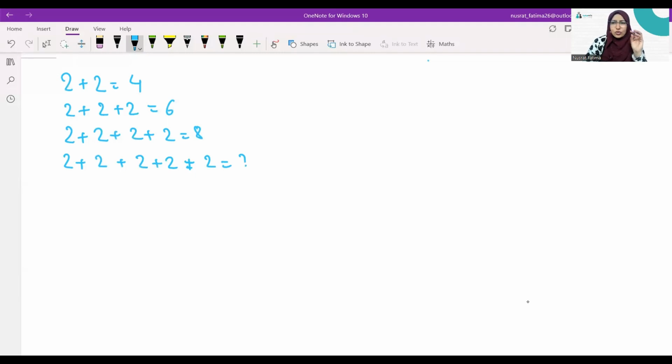But don't you think this is too tedious to keep on adding and adding and adding? So maths teaches you a simple way to do this. That is what we call multiplication. So today we are going to understand what is multiplication in maths.